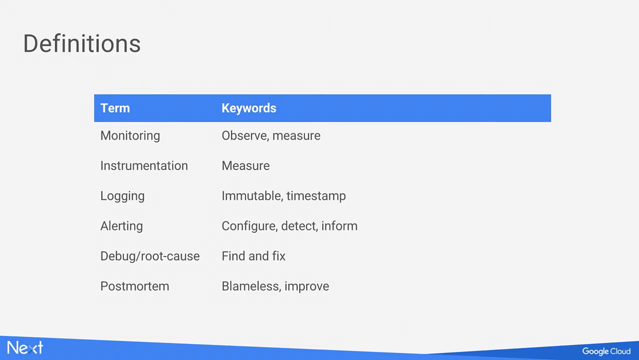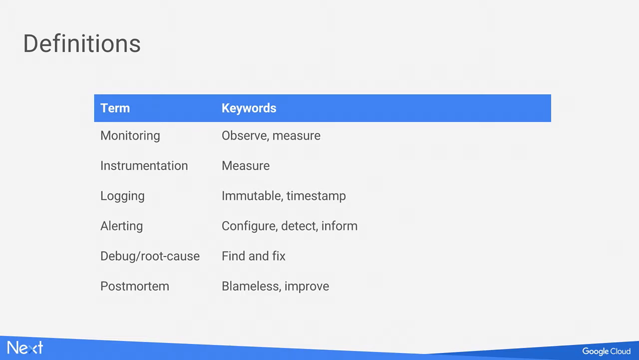Alerting, again, is probably the most overloaded term, and it can be a verb and a noun. So alerting is the process of configuring your alert rules and maintaining them. It's also the process of detecting issues and opening incidents. Informing is sometimes also called alerting, so the act of informing users that something is wrong with the services that you're running.